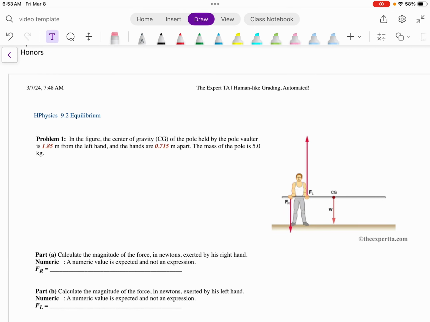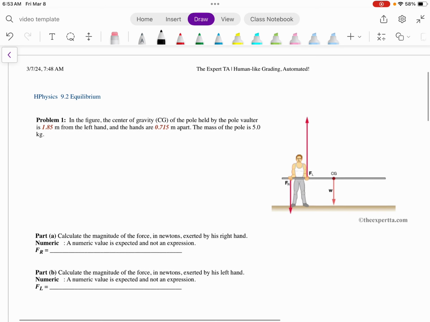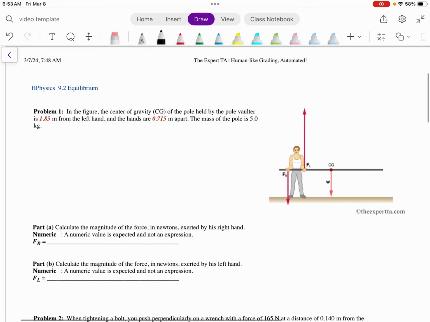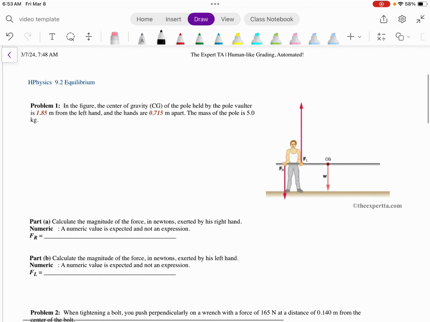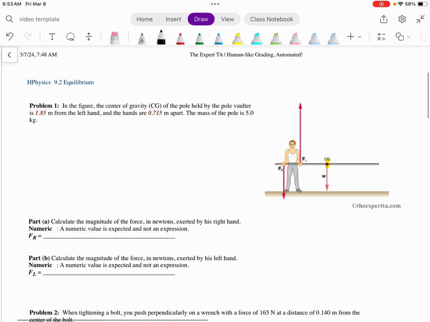This is Mrs. Carreri's help video for the honors physics assignment on equilibrium problems. Number one, they have a figure that shows a person holding a pole, like a pole vaulter. Notice it has the center of gravity in the middle of the pole because it's a uniform pole, and the force of gravity, which is also its weight, is pulling downward. So that equals mg.